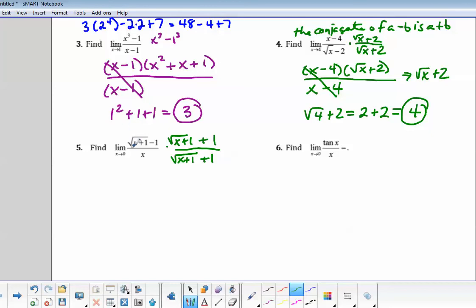All right, in the numerator, I have the square root of x plus 1 times the square root of x plus 1, which gives you the square root of x plus 1 squared. So basically, this one times this one just gives you x plus 1.